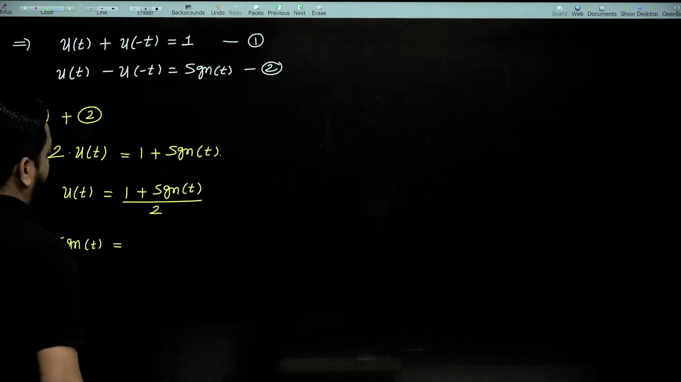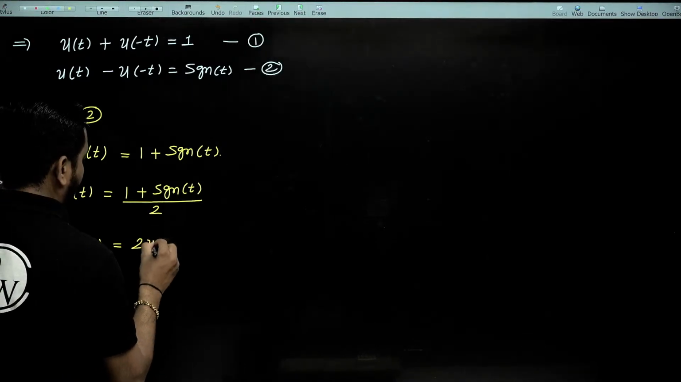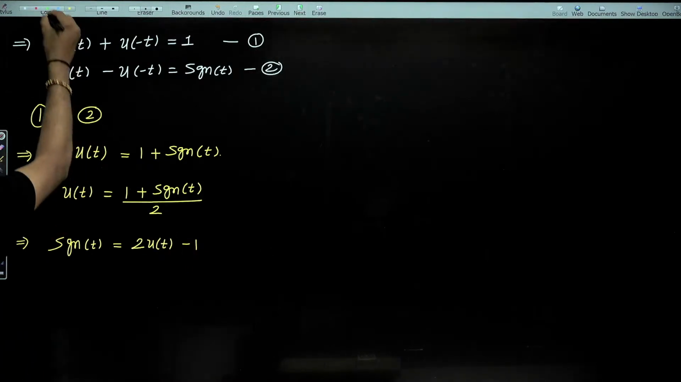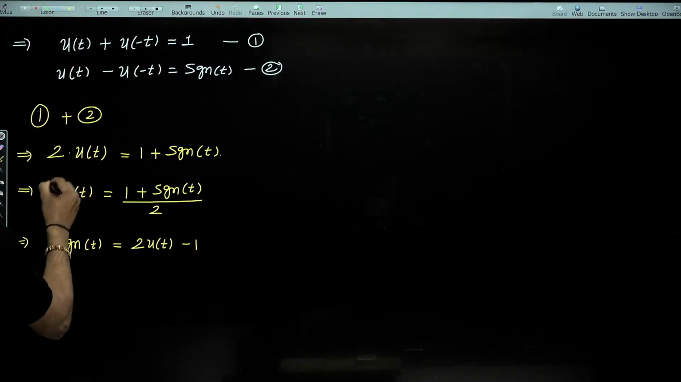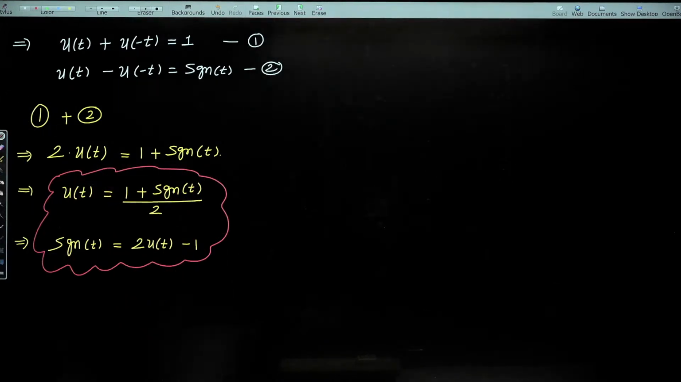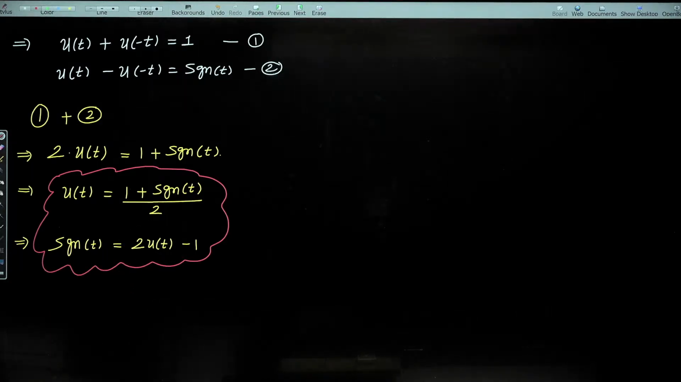This different format you have to remember for the multiple select question. So Signum of t is 2 times u of t minus 1. Very much important observation. Okay, u of t is equal to 1 plus Signum of t divided by 2, and Signum of t is nothing but 2 u of t minus 1 also, guys.